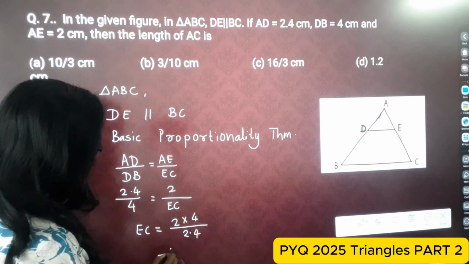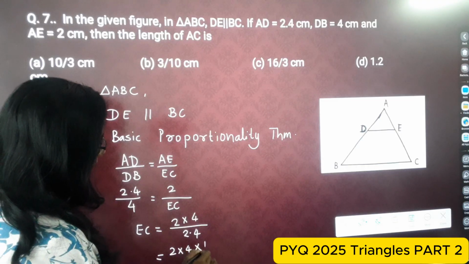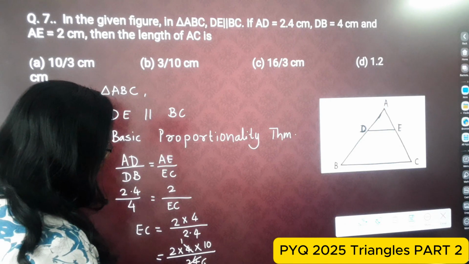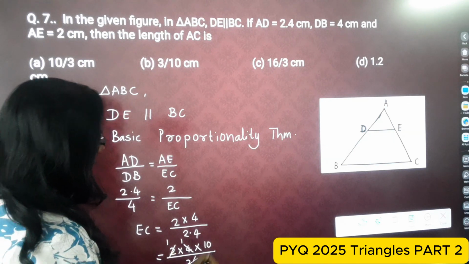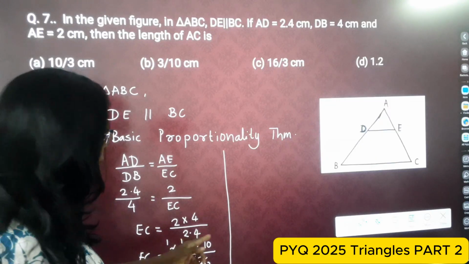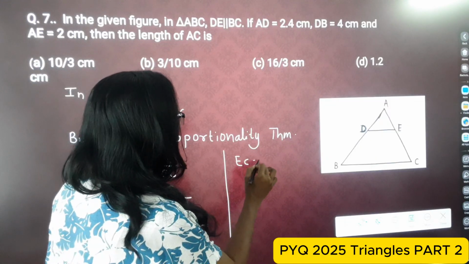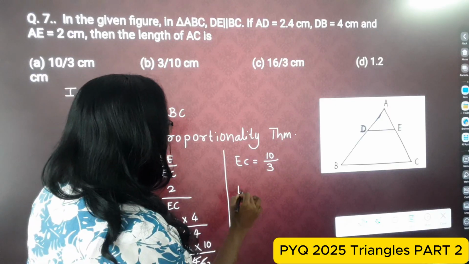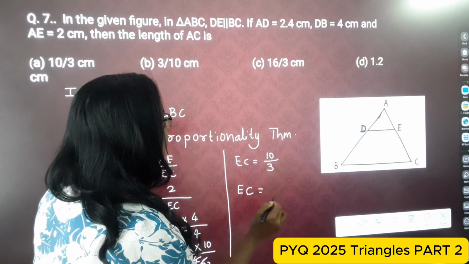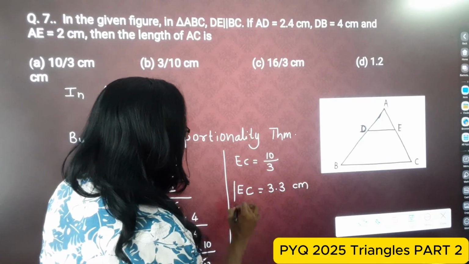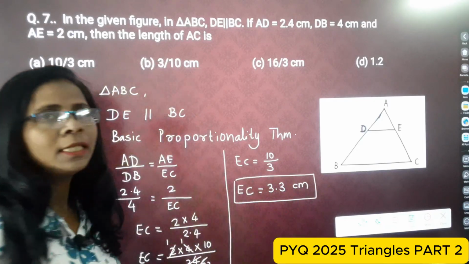So we simplify: 2 multiplied by 4 multiplied by 10 upon 24. Now 4 ones are 4, 6 fours are 24. 2 ones are 2, 3 twos are 6. So that means, students, EC is equal to 10 upon 3. EC is equal to 10 upon 3, that is 3.3 centimeter.